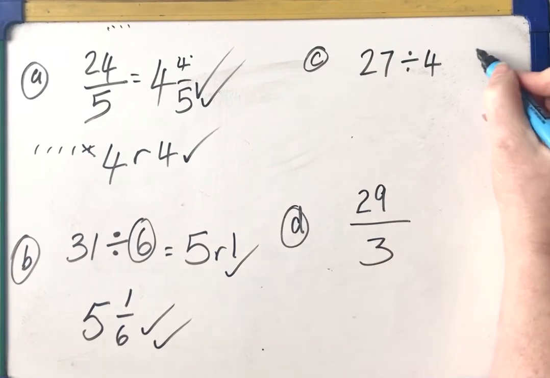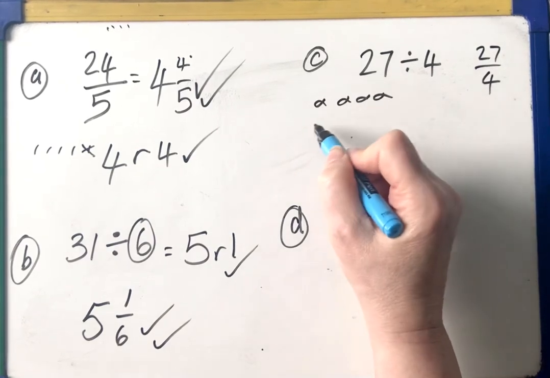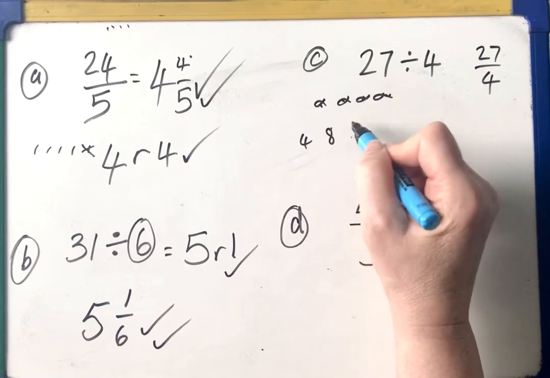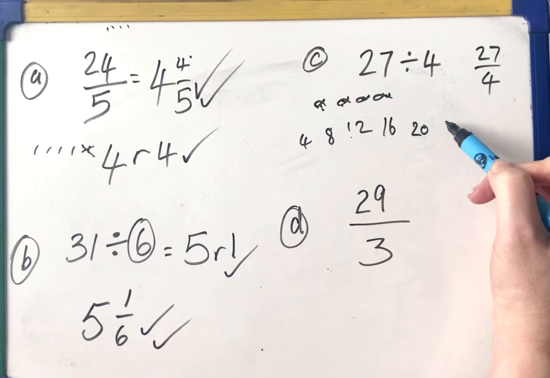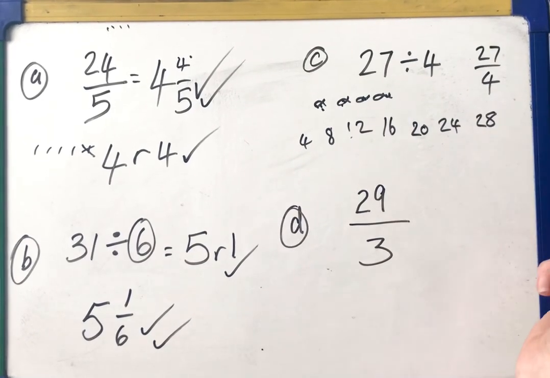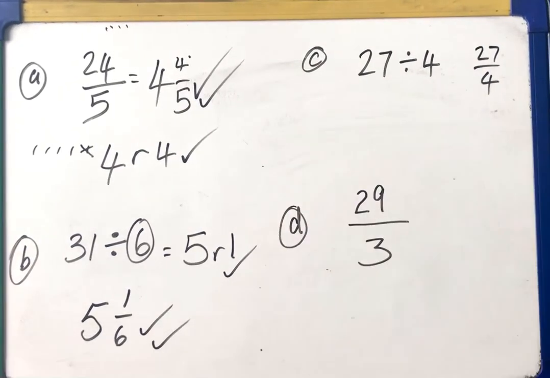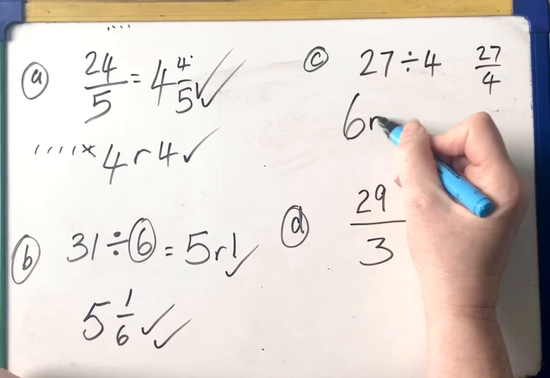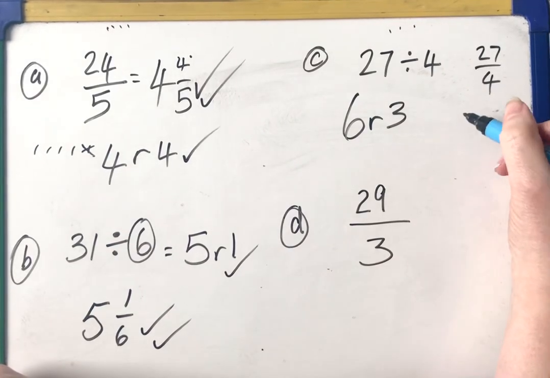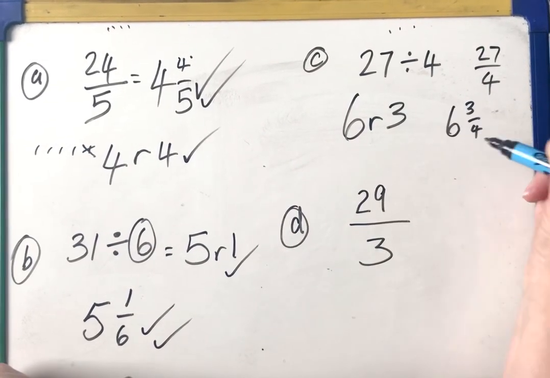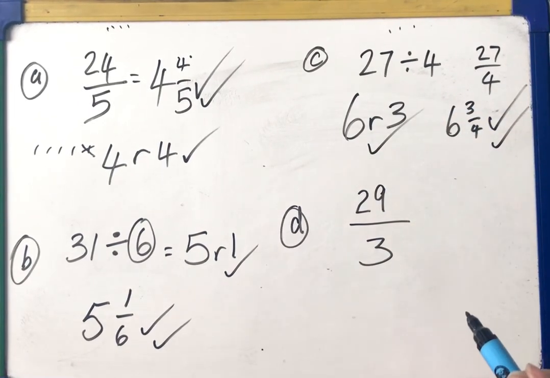27 divided by 4, same value, different appearance. So the 4 times table, 1, 2, 3, 4, 5, 6, 7, 8, 9, 10, 11, 12, 13, 14, 15, 16, 17, 18, 19, 20. I know that add 4, and just keep adding 4. That's too big, so it goes in 1, 2, 3, 4, 5, 6 whole times. 6 fours are 24, so the remainder is 24, 25, 26, 27. Writing it as a mixed number, 6 3/4. Hopefully you've written 6 3/4, beautiful, or you've got it 6 remainder 3.